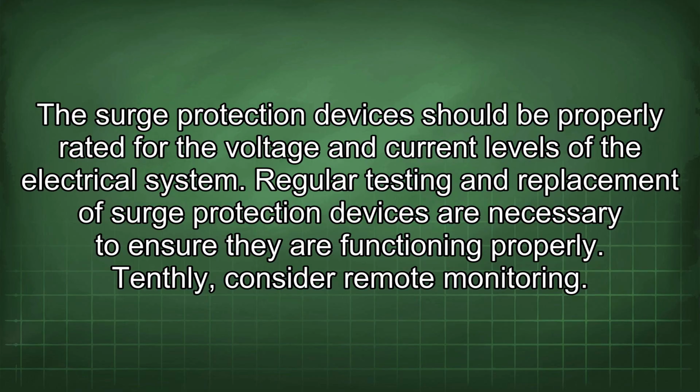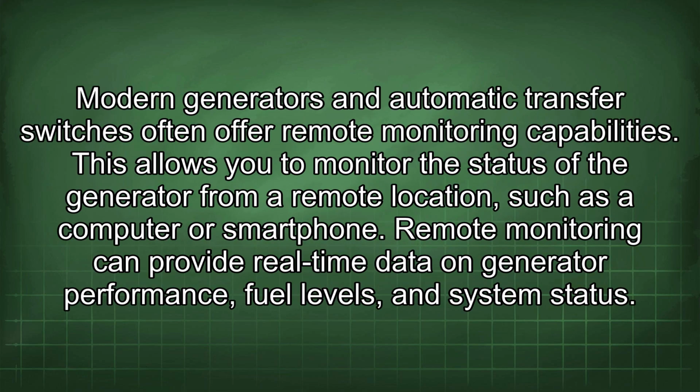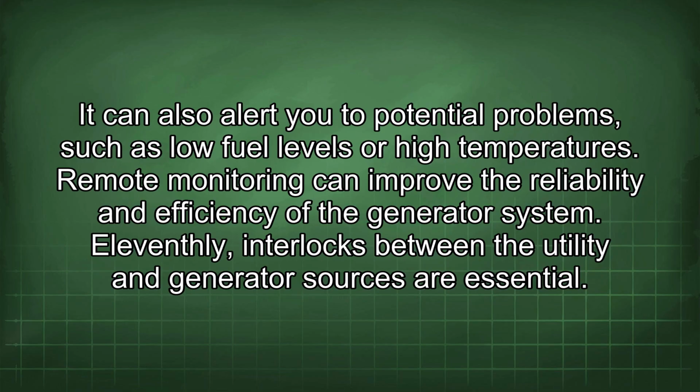Tenthly, consider remote monitoring. Modern generators and automatic transfer switches often offer remote monitoring capabilities. This allows you to monitor the status of the generator from a remote location, such as a computer or smartphone. Remote monitoring can provide real-time data on generator performance, fuel levels, and system status. It can also alert you to potential problems such as low fuel levels or high temperatures. Remote monitoring can improve the reliability and efficiency of the generator system.